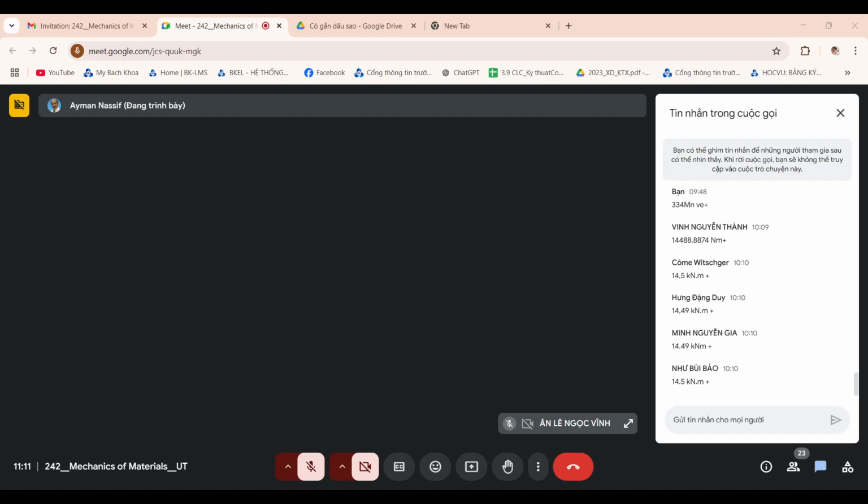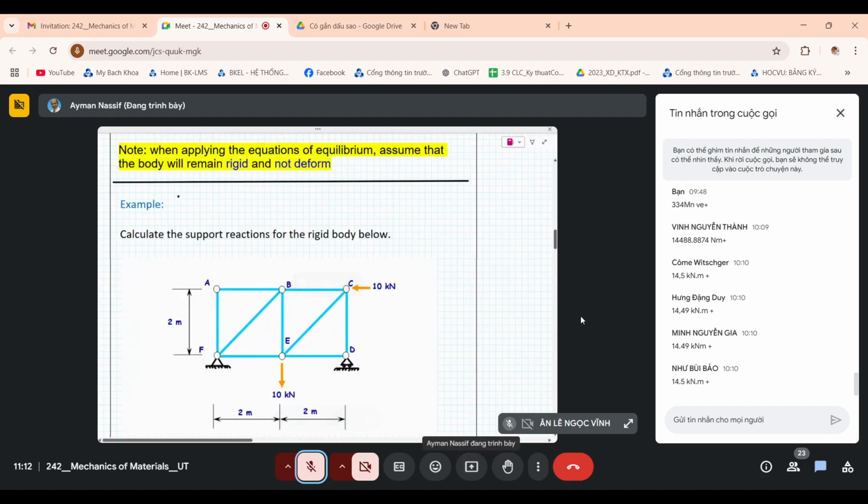So when I apply the equations of equilibrium, assume that the body will remain rigid and not deform. So the geometry is not changing. This is a bit difficult to explain at our level now, but the geometry of the system is not changing. This is a statement here. But you don't need to be concerned too much about it for now, except that the geometry will stay the same.